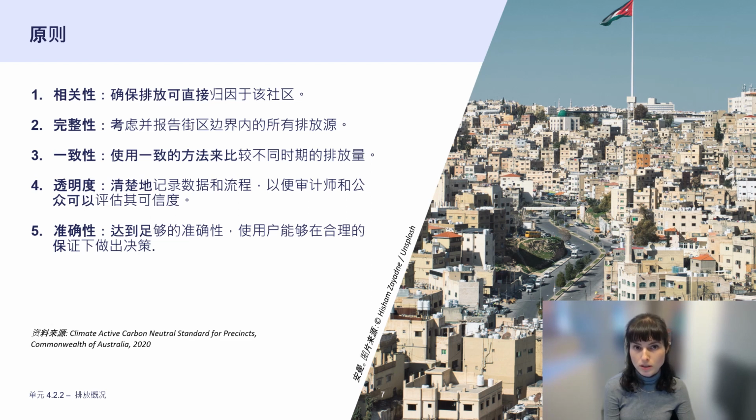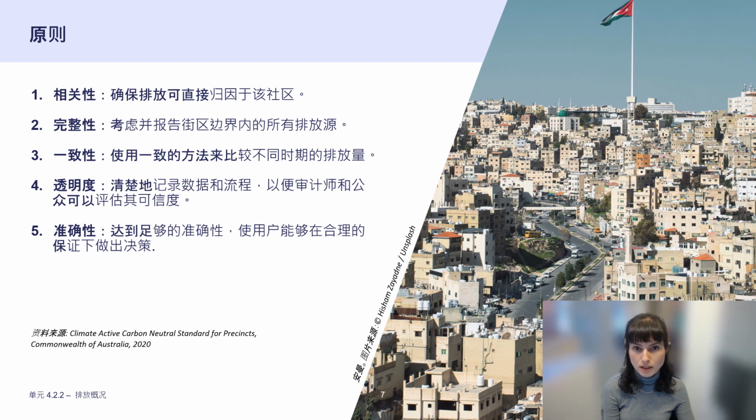Part 2, Strategies. Given the importance of the emissions profile for neighbourhood projects, there are several principles to producing a high quality assessment. Number 1, relevance. Number 2, completeness. Number 3, consistency. Number 4, transparency. And number 5, accuracy. Relevance is about ensuring the emissions are directly attributable to this neighbourhood. Completeness is about accounting for and reporting all emission sources within the neighbourhood boundary. Any exclusions must be disclosed and justified.